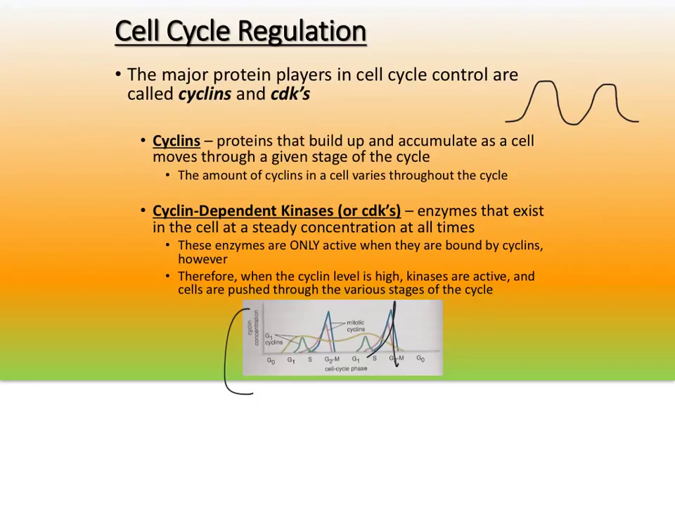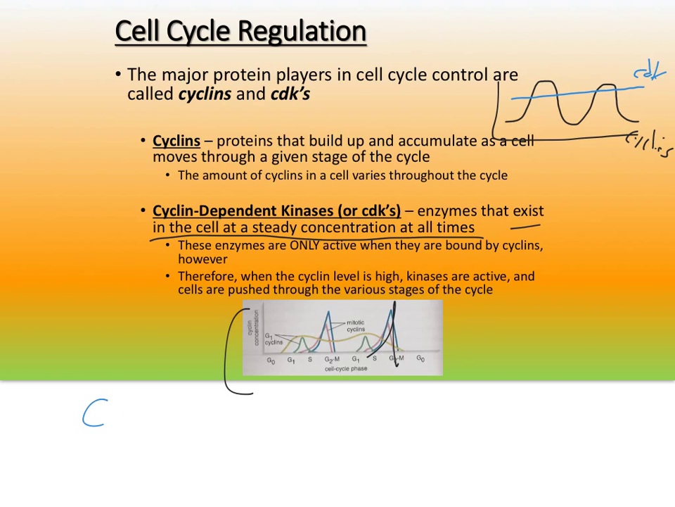Cyclins fluctuate throughout the cycle, but they interact with another protein called a CDK, or a cyclin-dependent kinase. Now, a kinase is a group of enzymes that activate stuff. Okay? But the reason CDKs are unique is CDKs exist at a constant concentration at all times. So, I'm going to kind of add to my picture up here. So the black line is cyclins, and it's sort of like a graph. The blue line is CDKs.